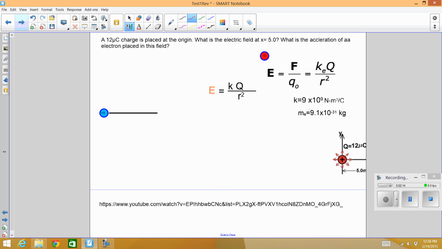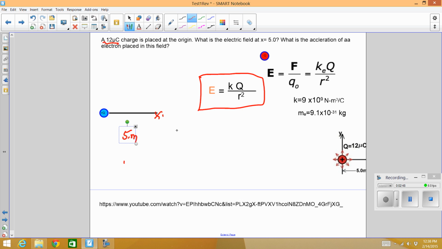So let's do a sample calculation. Here we have a positive charge, say 12 microcoulombs, at the origin. What is the electric field at this point right here, which is 5 meters away from that charge? Again, the electric field is given by this equation here, where k is equal to 9 times 10 to the 9th.